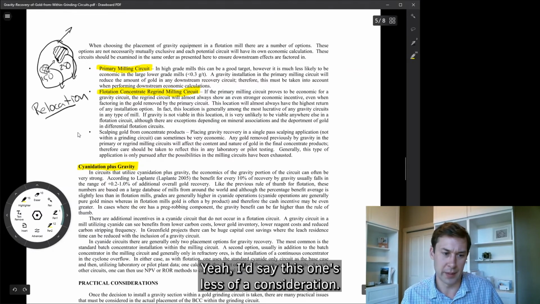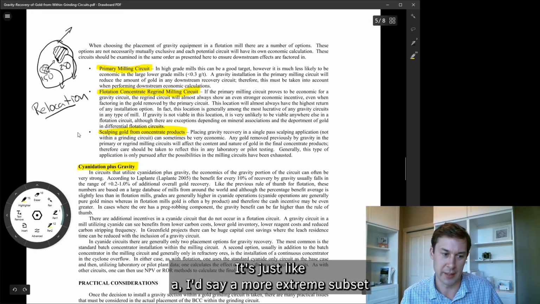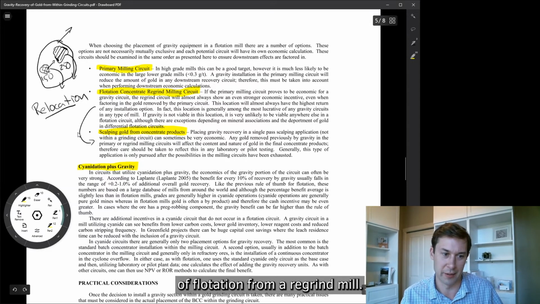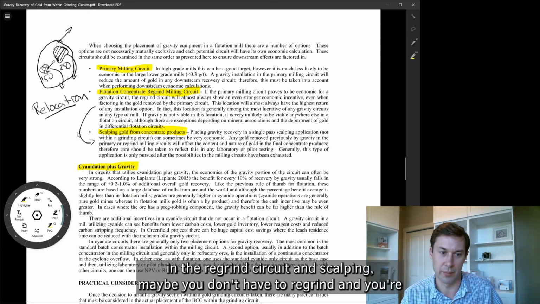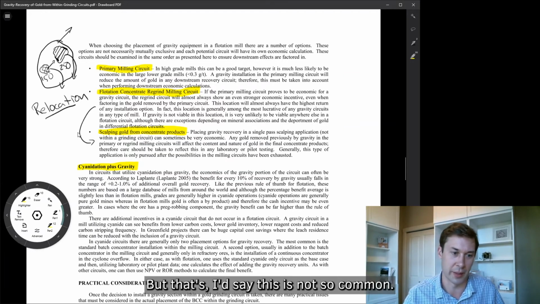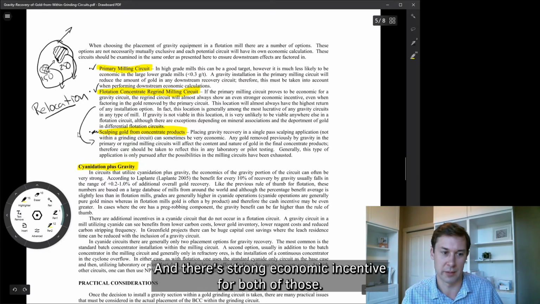Yeah, I'd say this one's less of a consideration, scalping gold from concentrate products. It's like a more extreme subset of flotation from a regrind mill. With the regrind mill, there's a benefit because it's staying in the regrind circuit, and for scalping, maybe you don't have a regrind and you're just trying to pull it out there. But I'd say this is not so common. These two are certainly common, though, and there's strong economic incentive for both of those.